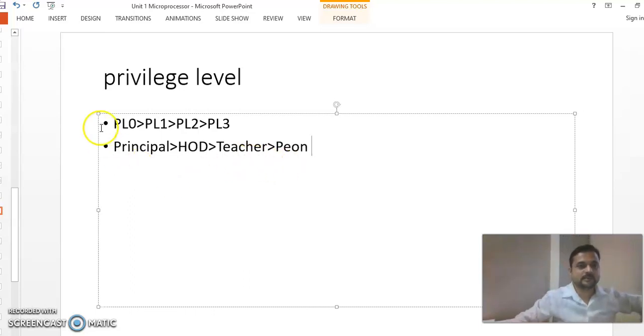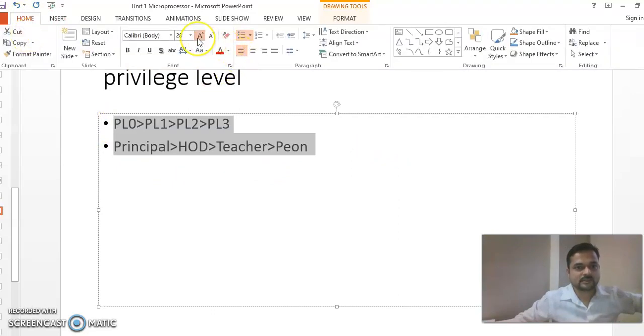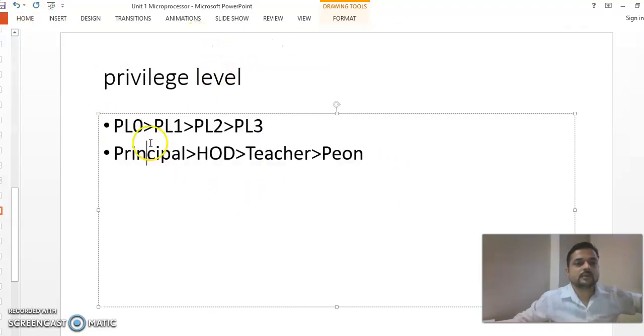So what do these privilege levels mean? A task in privilege level 0 can access any other privilege level, because the principal has higher priority than the others and can give commands to anyone. So a privilege level 0 task can access the data and code of any other privilege level.